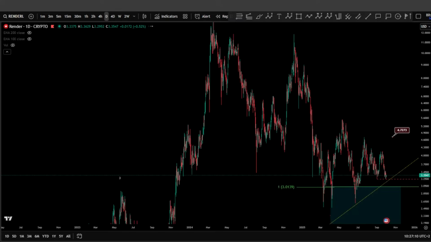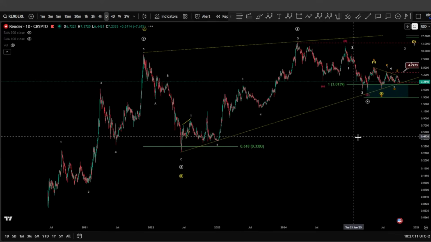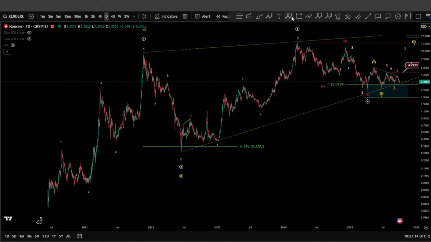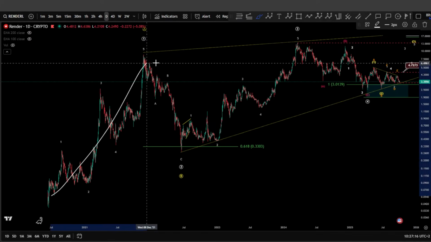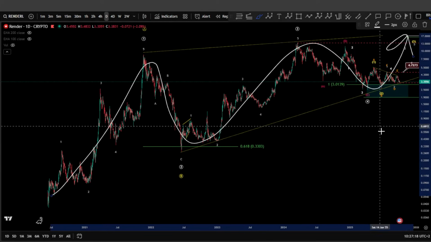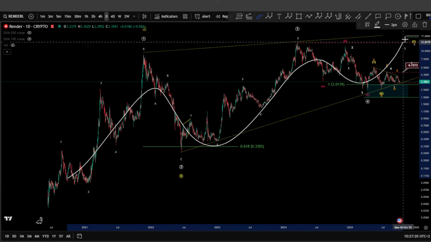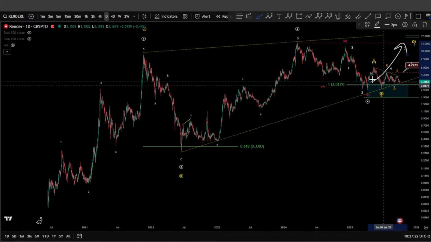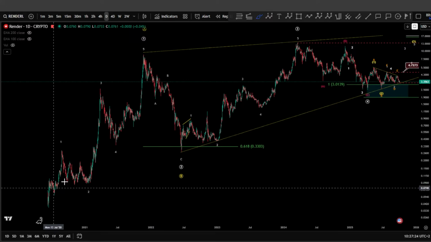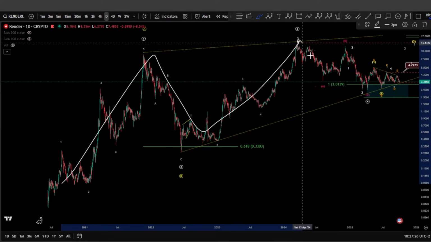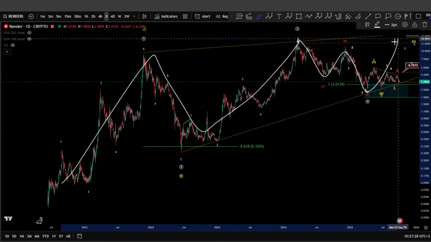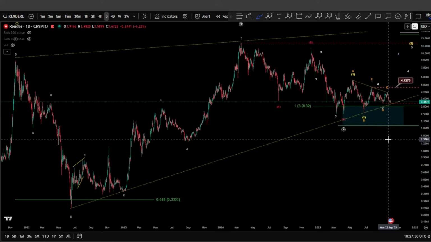That is for SUI. Let's go for Render. For Render, of course, we have almost the same bullish scenario on the daily, where we have 1-2, 1-2, and then wave 3 toward the upside, or a leading diagonal 1, 2, 3, 4, 5, one more wave 5 taking the all-time high. Or simply an ABC zigzag, wave A finished, wave B finished, and you're looking for wave C upward.